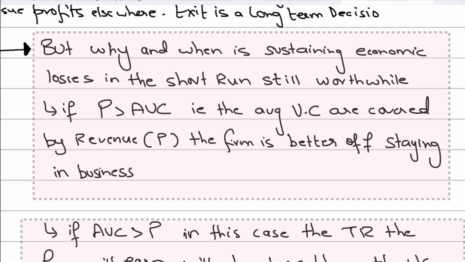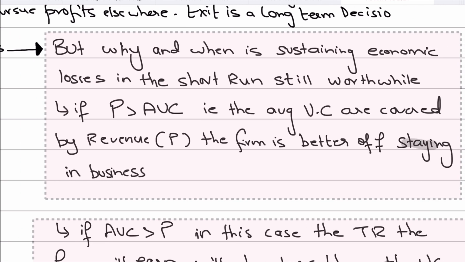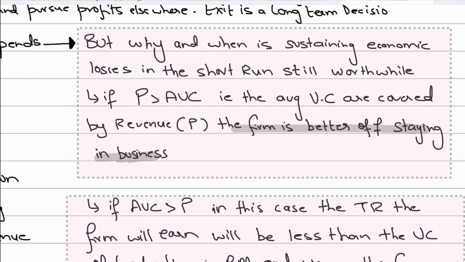And if this happens, then at the profit maximizing quantity, or you can say the loss minimizing quantity, your average variable cost is covered by revenues, which means in this case, the firm is better off staying in business, right? It's better off staying in business in the sense that it should not shut down.